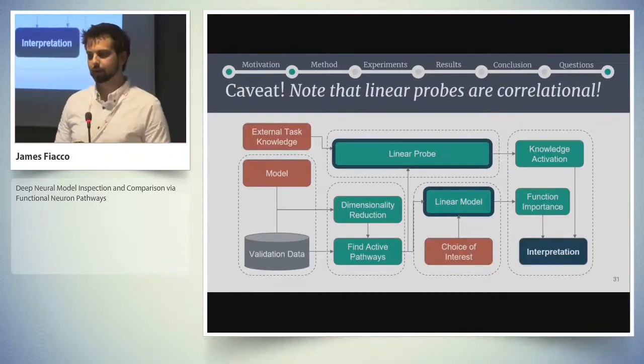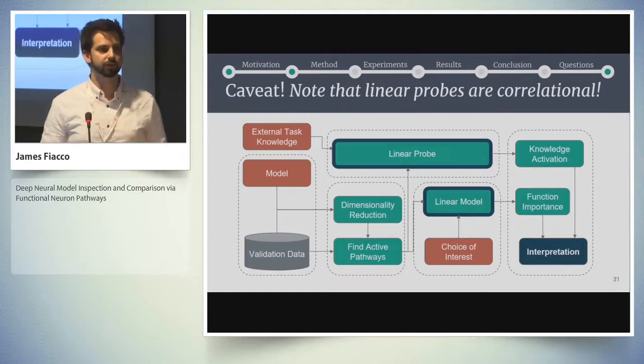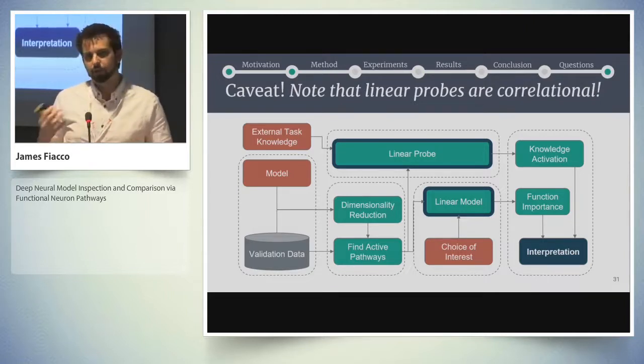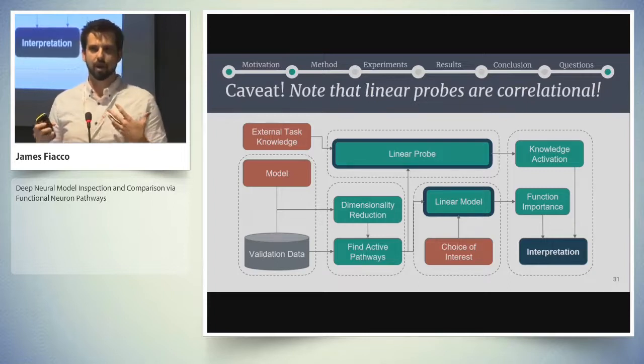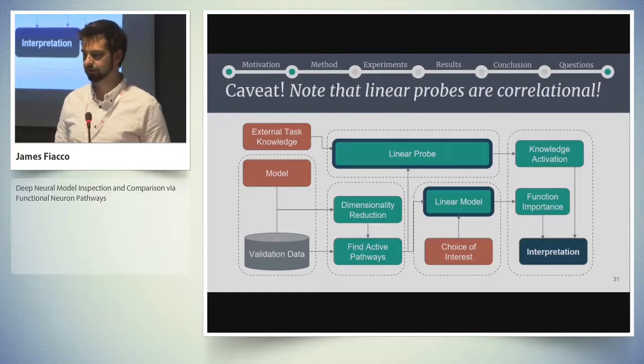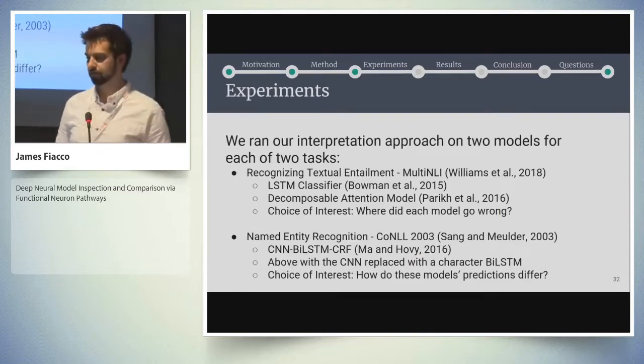And again, there's a caveat where these linear probes are correlational and are really only as good as the external information that you bring to the table. Because if you bring external information that is simply correlated to what the network is doing, you might get a signal even though the network is doing something different. So it's really important to pick your external task knowledge very carefully. So now we can talk about some experiments.